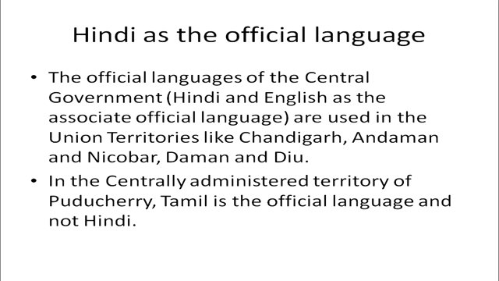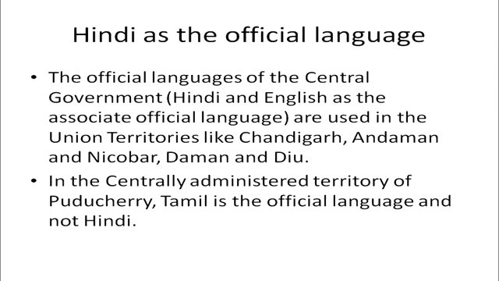is used as the official language, along with, of course, English, as I told you that for central government offices, Hindi is the official language and English is its associate official language. So, in all these union territories like Chandigarh, Andaman and Nicobar, Daman and Diu, along with Hindi, English is the associate official language, but Hindi remains the main official language.